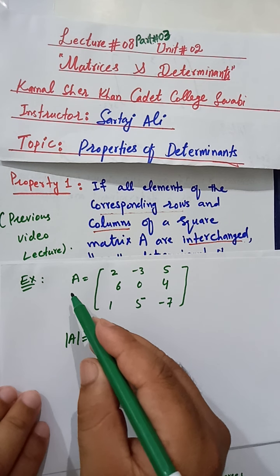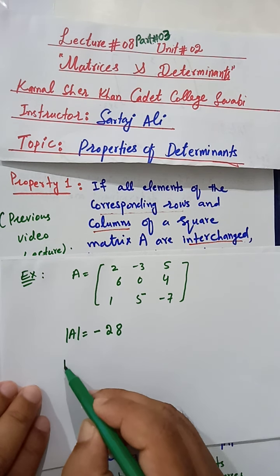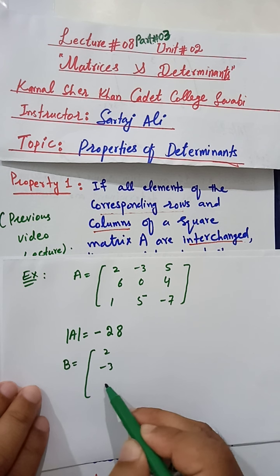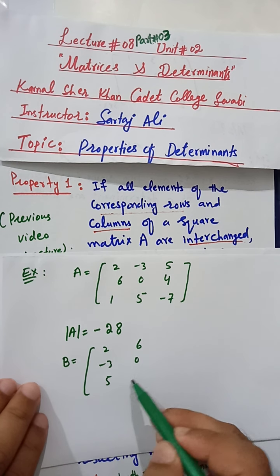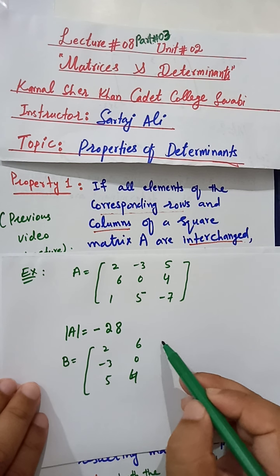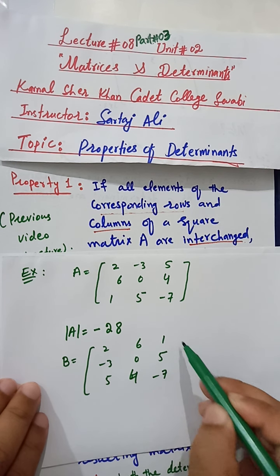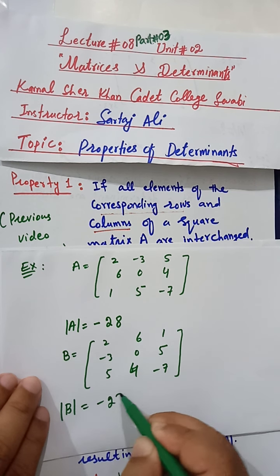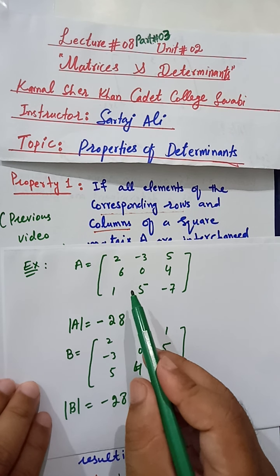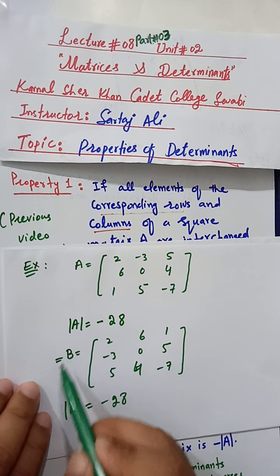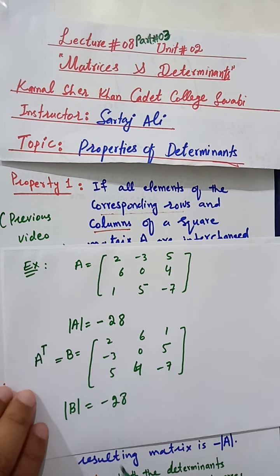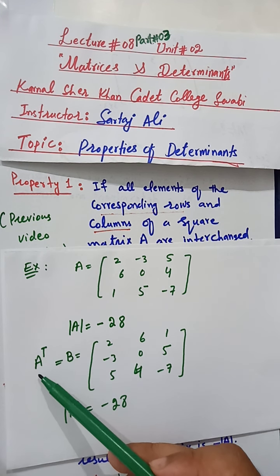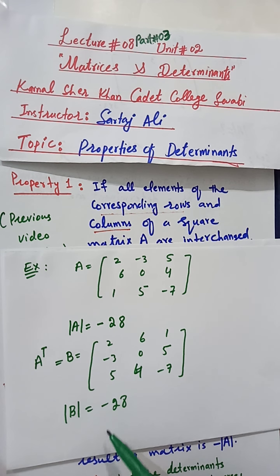Now if I interchange the rows and the columns, and the resultant matrix is denoted by B, that matrix will be in this form. You see that every row is converted into a column and every column is changed into a row. If you take the determinant of this matrix, it is also equal to minus 28. This is actually the transpose of the matrix. So the original matrix has determinant equal to minus 28, and the transpose also has determinant equal to minus 28.